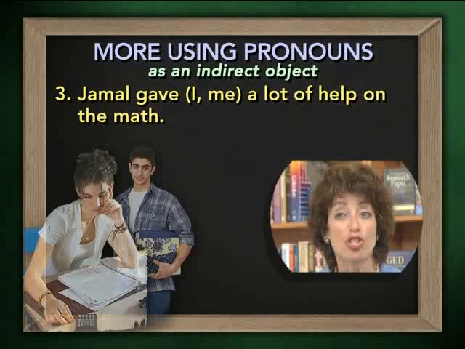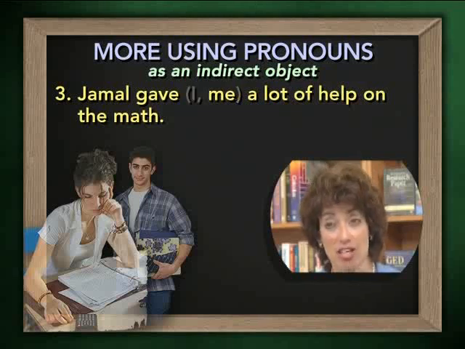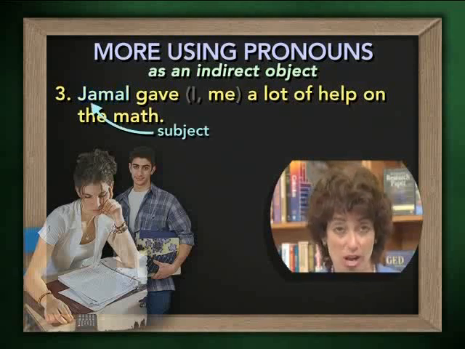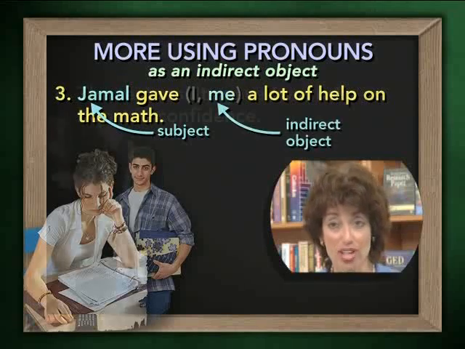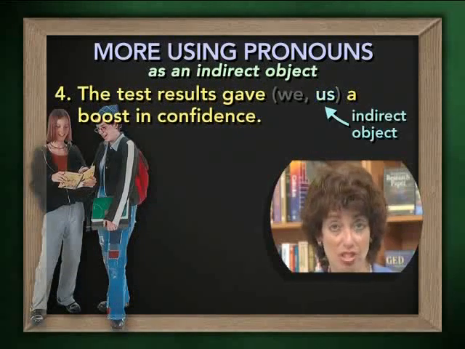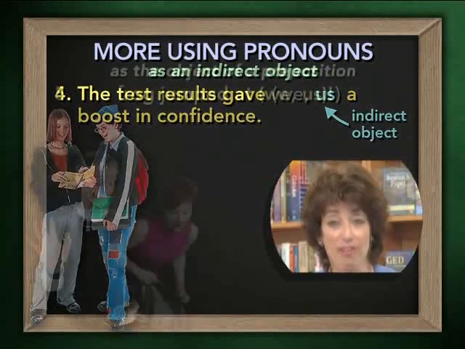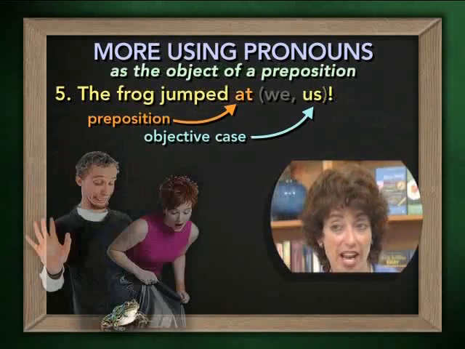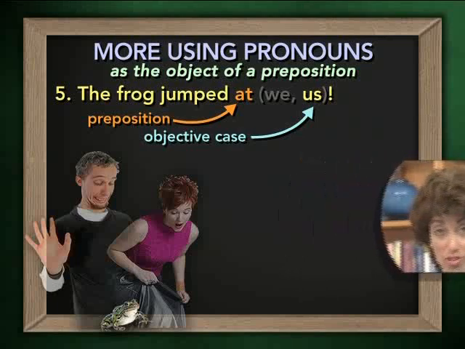Number 3, Jamal gave me a lot of help on the math. Jamal is my subject, me is my object. The test results gave us a boost in confidence, using the object. The frog jumped at us. At is my preposition.